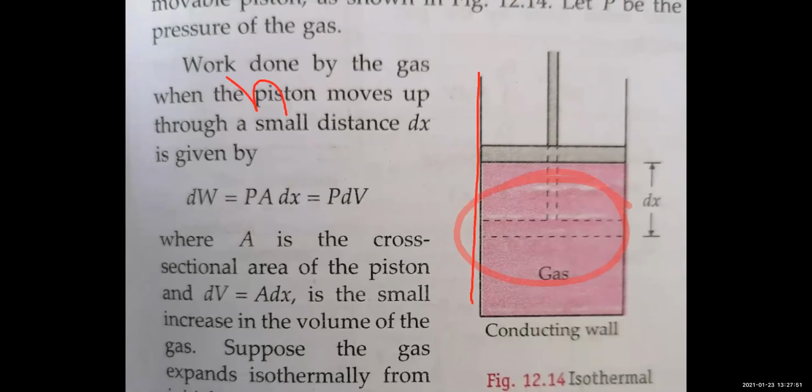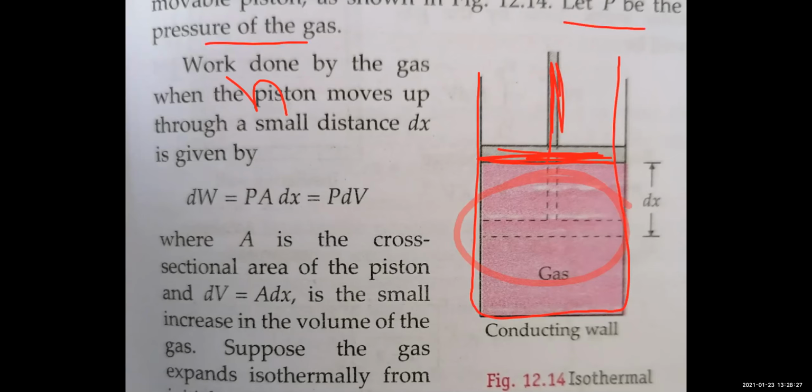Now children, the walls of the cylinder are conducting, and here we are provided with a frictionless piston, right? And the piston is movable, that is, it can move easily. Okay children, now what will happen? Here we are going to see, let the pressure of the gas be P. Then the pressure of the gas is P.